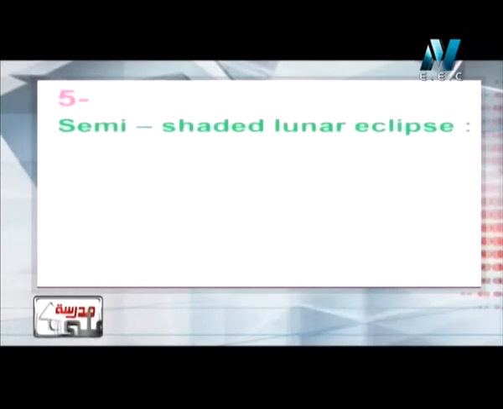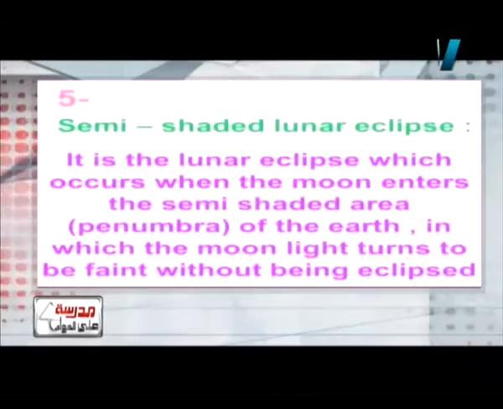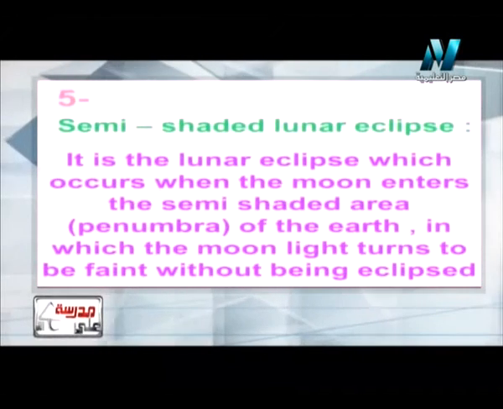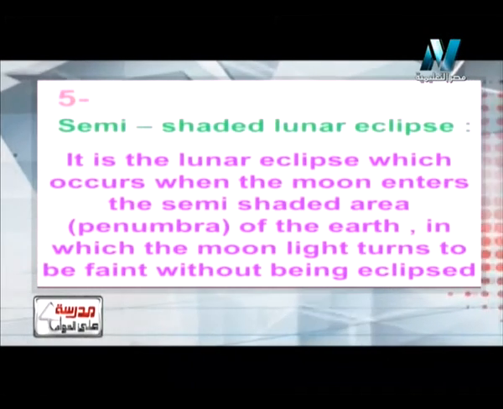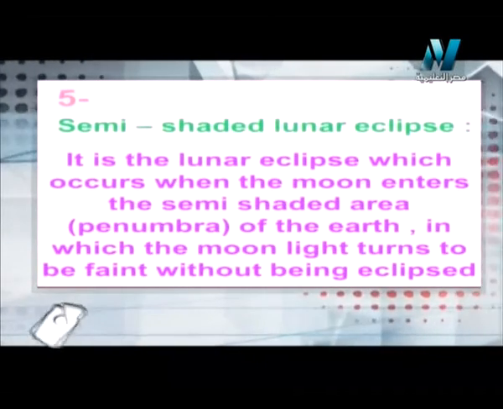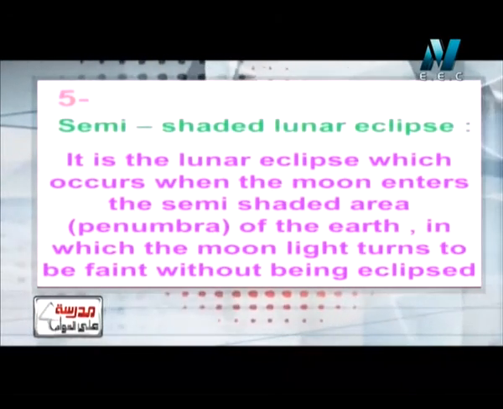Semi-shaded lunar eclipse. That's a very important definition and a very important point that may differ among some pupils, who differ a lot on this definition. Because in this type of eclipse, the moon isn't shining as usual, but it's a type of eclipse because we can see the moon with less shining. So it's a type of lunar eclipse that occurs when the moon enters the semi-shade area, or penumbra area, of the Earth, in which the moon turns faint without being eclipsed as usual.